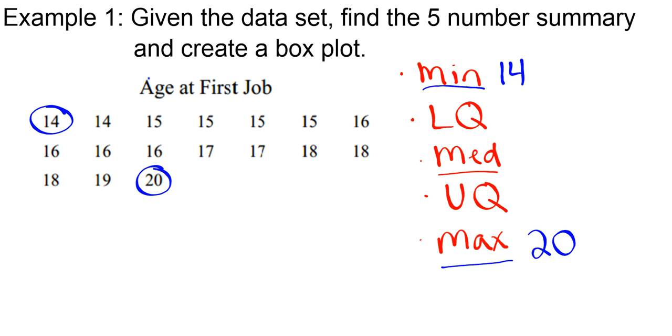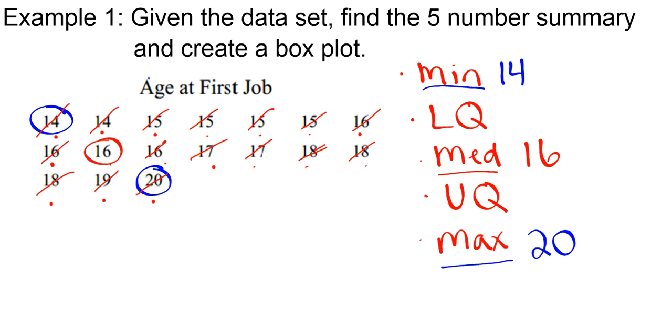So the first thing I need to do is count how many terms I have. 1, 2, 3, 4, 5, 6, 7, 8, 9, 10, 11, 12, 13, 14, 15, 16, 17. So if I have 17, that means my middle number is going to be 9. Another way I've seen someone do this is they actually cross them off leading up to the middle. So they cross off 1 per 1 until they reach the middle. And we find that our median is 16.